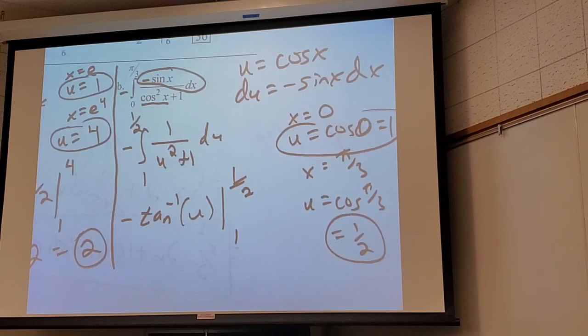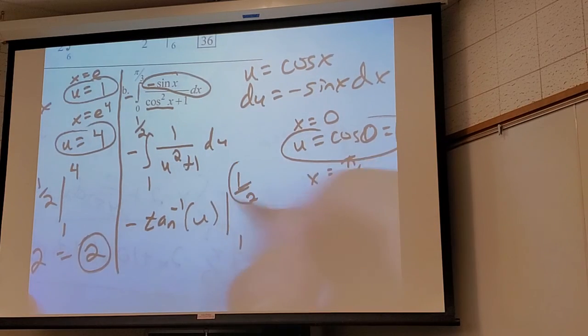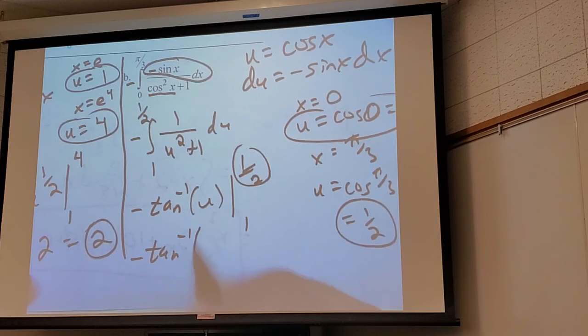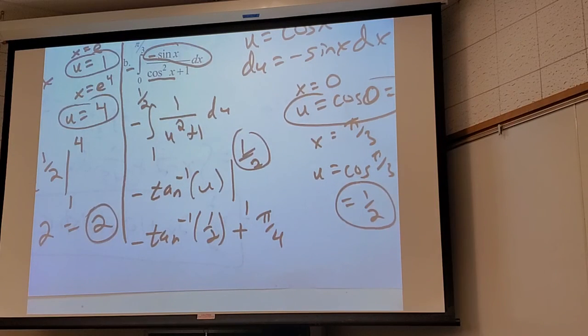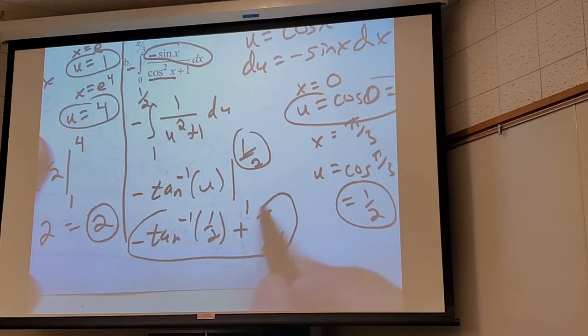What's the arctangent of 1/2? Well, that one you actually have to use a calculator for. But what's the arctangent of 1? Arctangent is the inverse of tangent, so you're asking yourself, what angle would make the tangent 1? Pi over 4. So you're going to have to use a calculator for the first part. So it'll be negative inverse tangent of 1/2 minus negative pi over 4. It'll be minus a negative pi over 4. So whatever this is, we know.